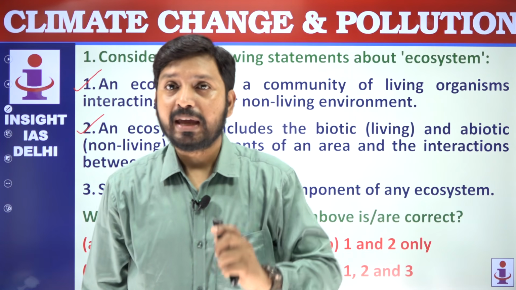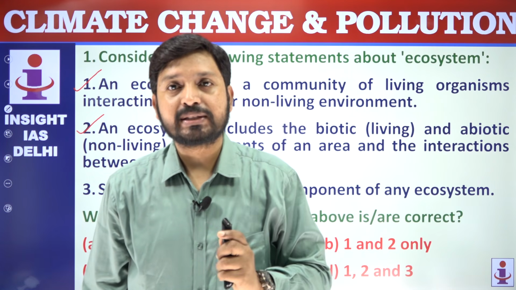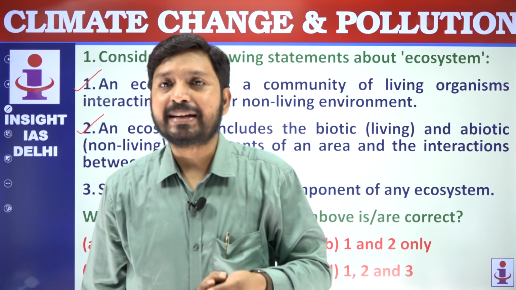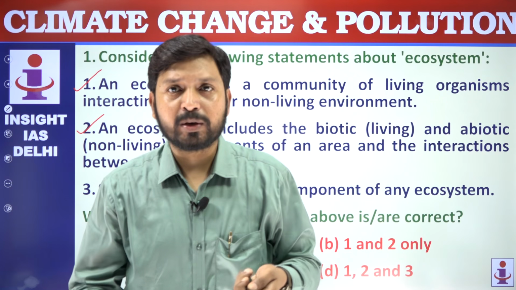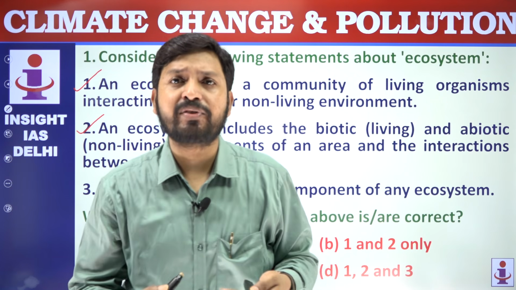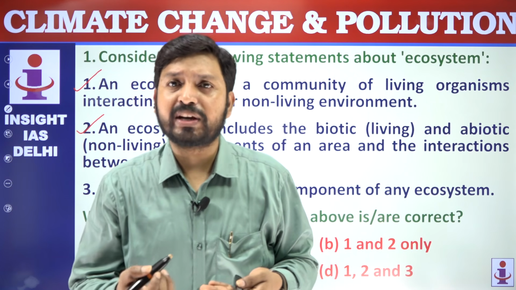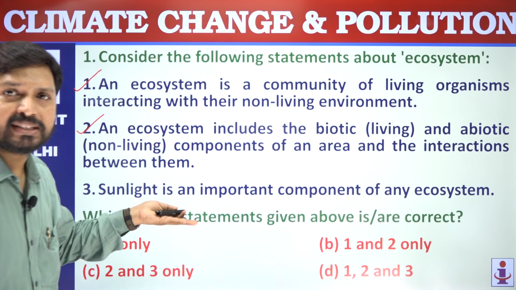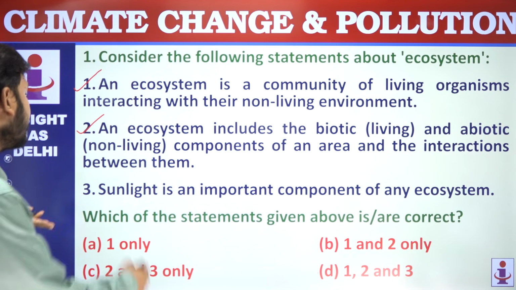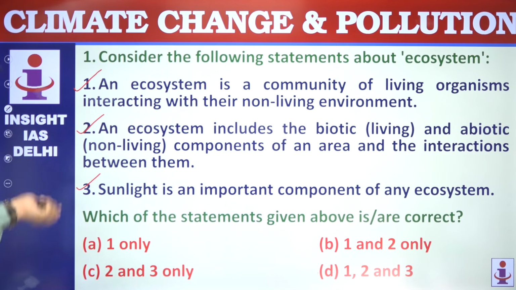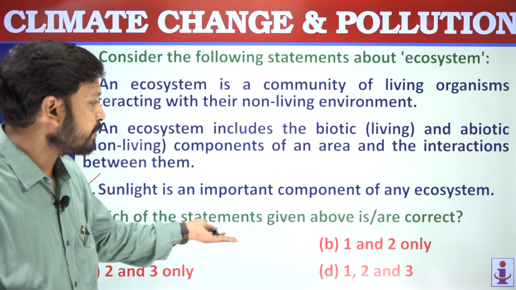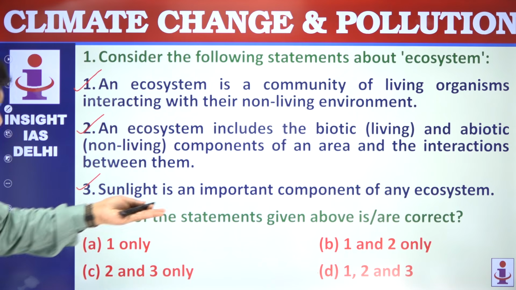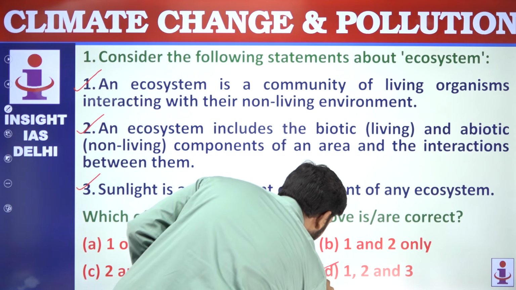Without sunlight, even the plants cannot do photosynthesis. Once there is no primary production by the plants, there won't be any consumers, because we all depend upon plants for our daily survival. The primary source of energy comes from plants. If this is not there, the ecosystem will not function or survive. So this is also a right statement. From the question, let's see what they have asked: which of the statements given above are correct? All three are correct, and all three are in option D. So our answer is option D.